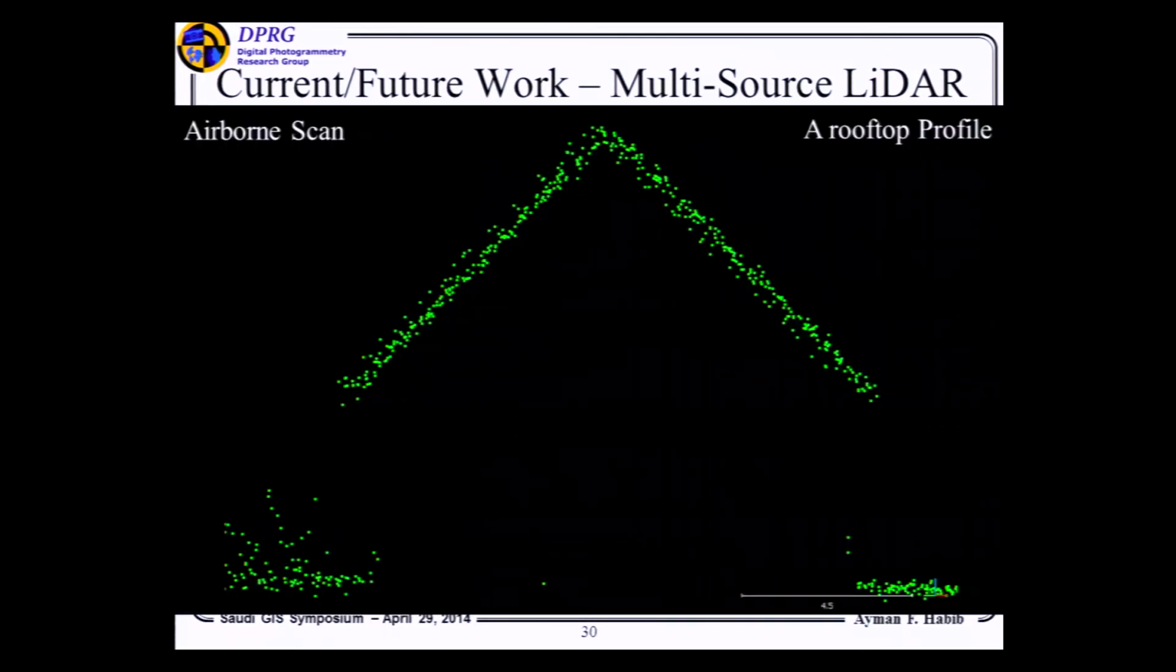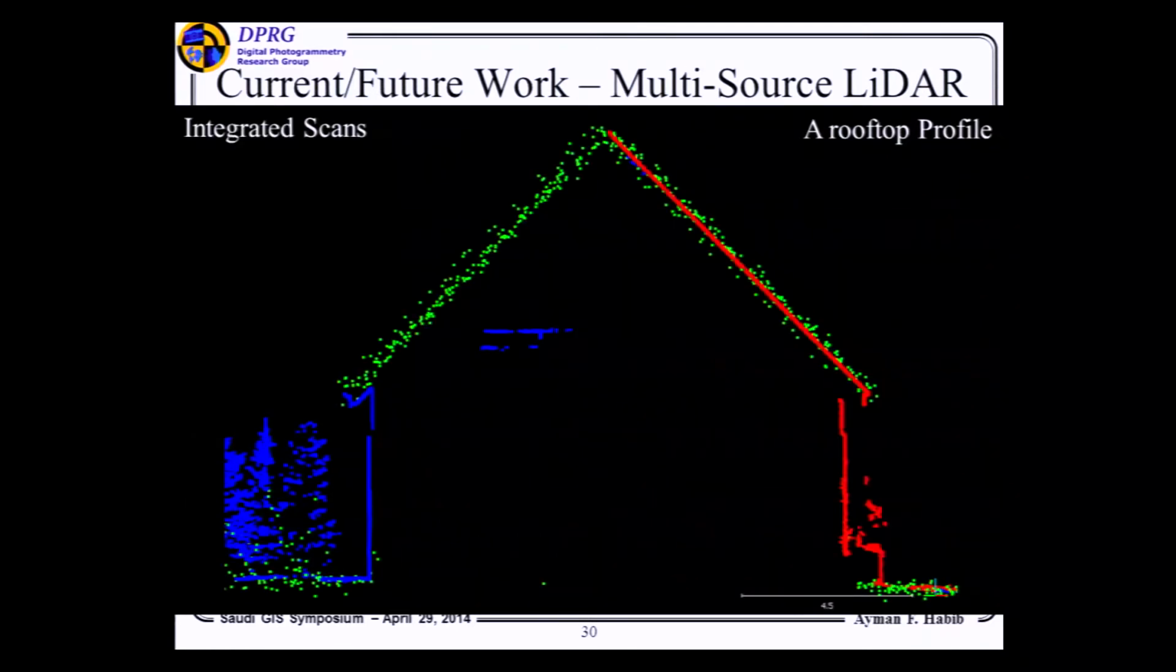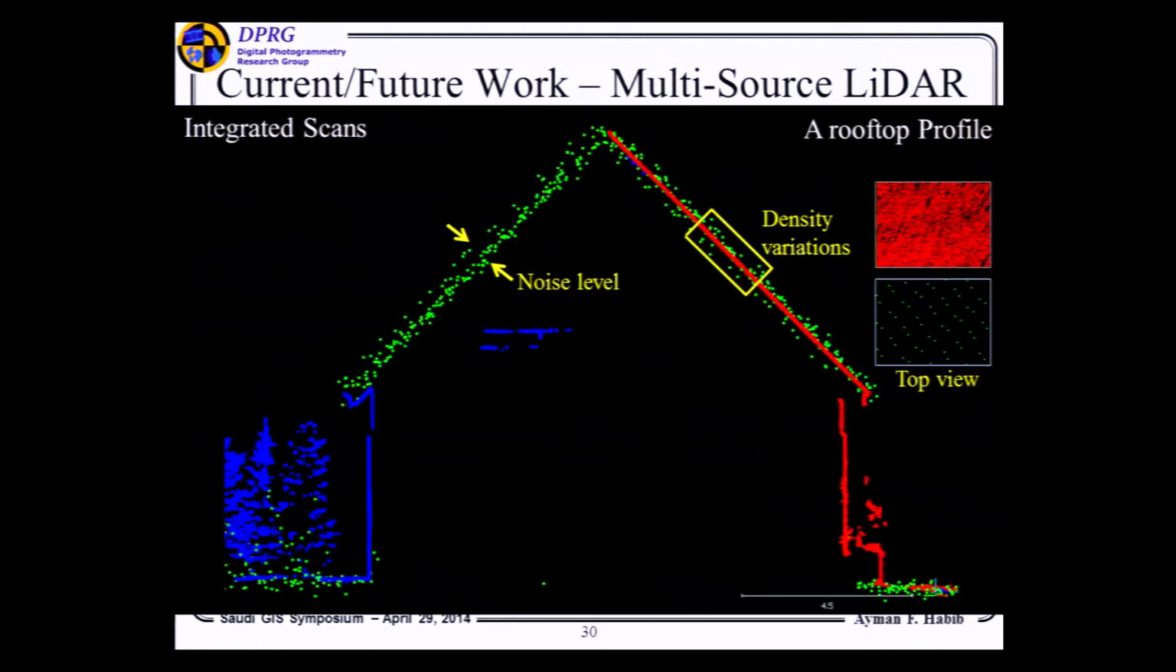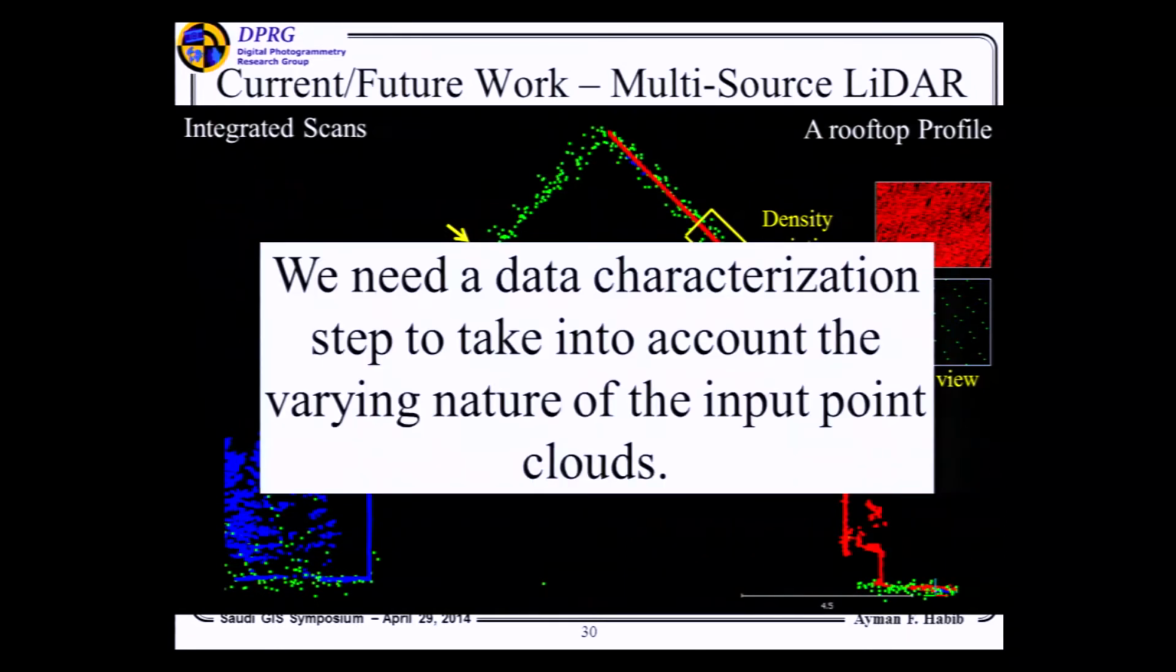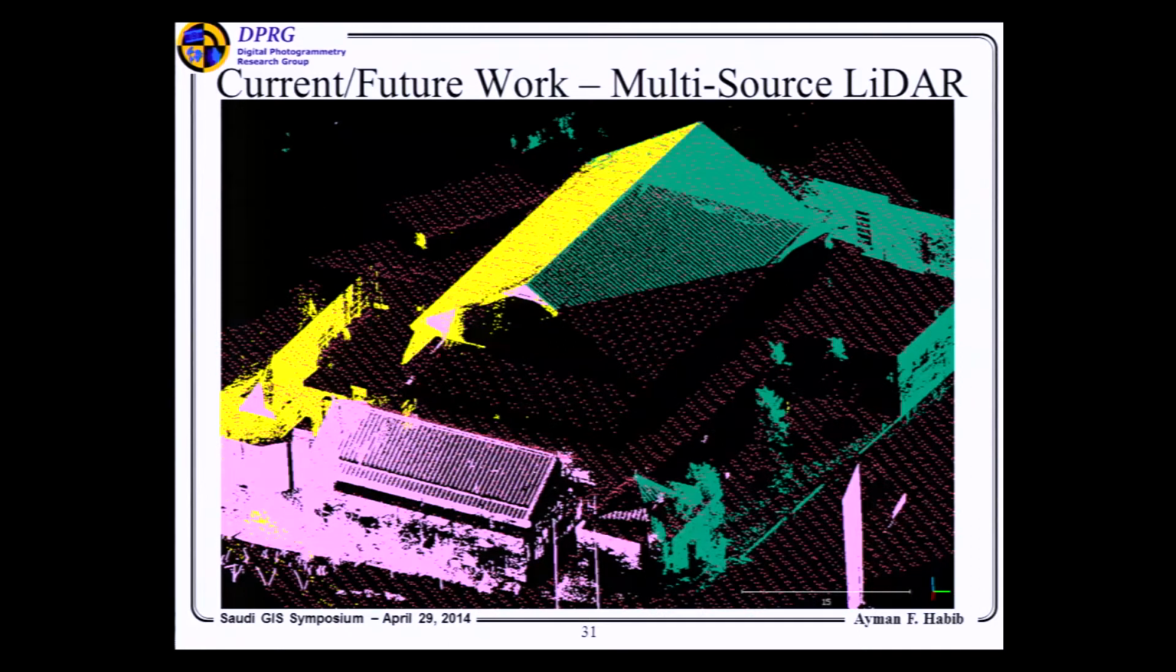So the problem is that this is the airborne data. If you look at the terrestrial data, because it's a much more accurate system, very close to the building, you have very clean data, so when you try to combine them together, you will see completely different characteristics. So here I'm showing the noise level in the airborne data and the terrestrial data, and also the variation in the point density. The airborne is very sparse data. The laser scanning on the ground gives us very dense data. So we have to do data characterization. You have to describe your data, and then you have to do the alignment of the data sets together.